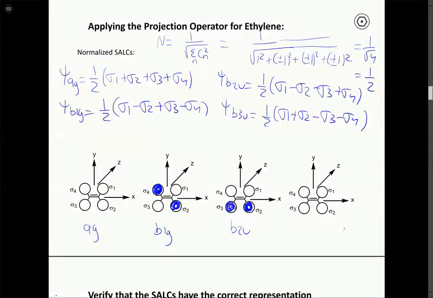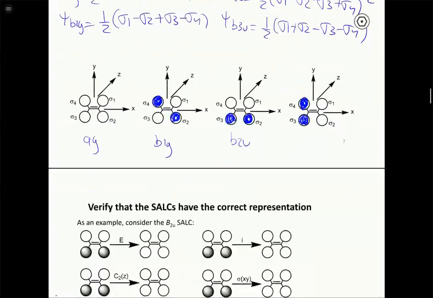And for B3U, the last one, we're going to have negative phases for 3 and 4, so we'll color those two in. Alright, so that's what we end up getting for the 4 SALCs.